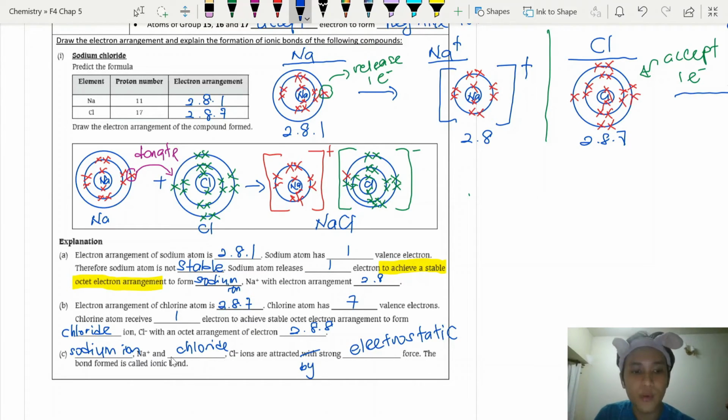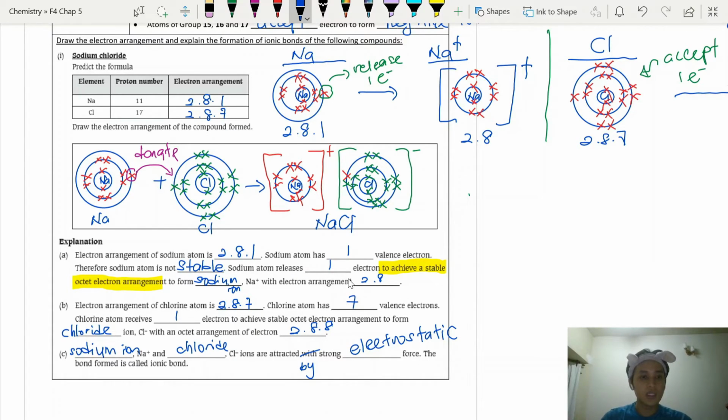The bond formed is called an ionic bond. That is basically how we normally explain. You need to explain the formation of the positive ion. Next, you explain the formation of the negative ion, and then you must always write this: the two ions are attracted by strong electrostatic force. Normally a lot of students always forget to write this one.